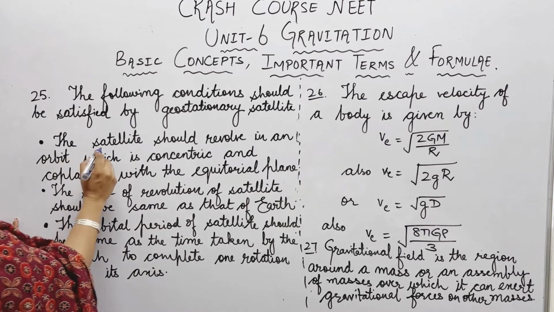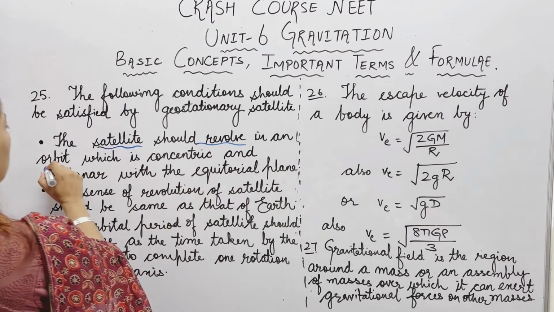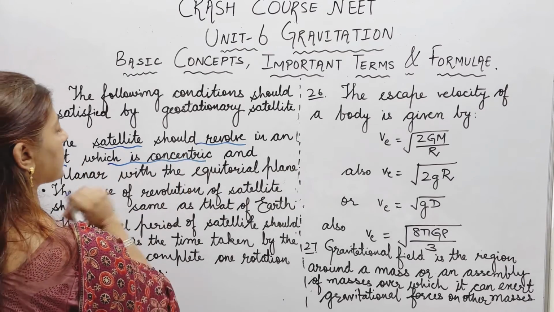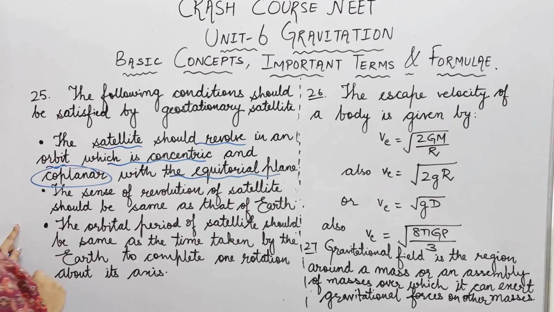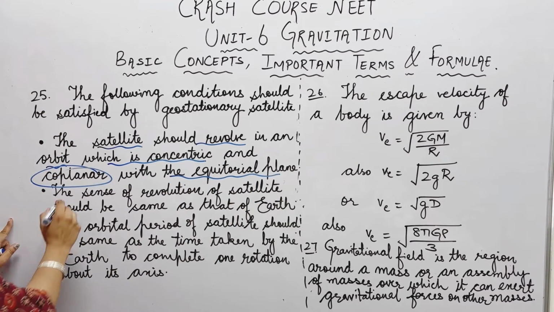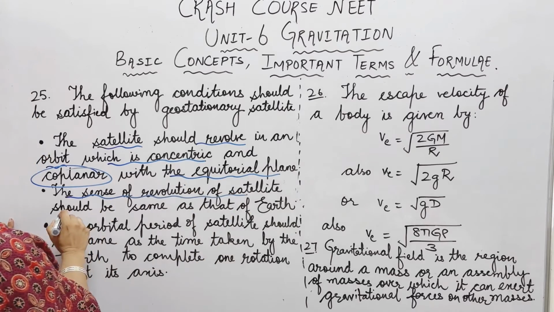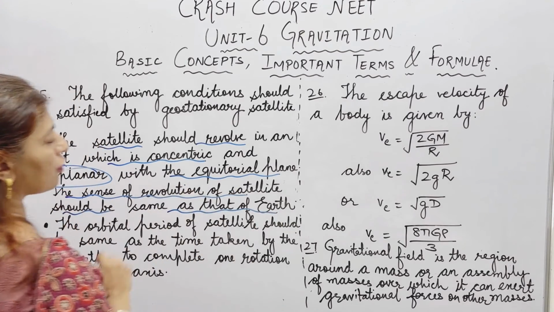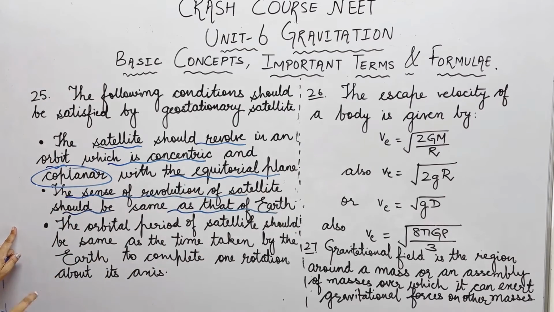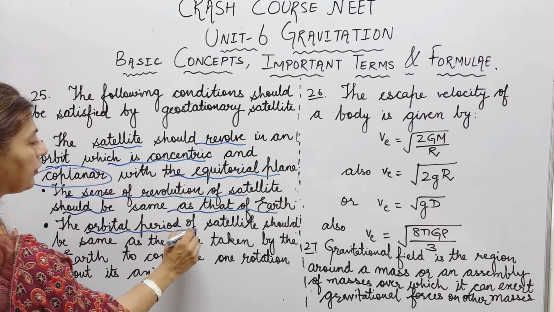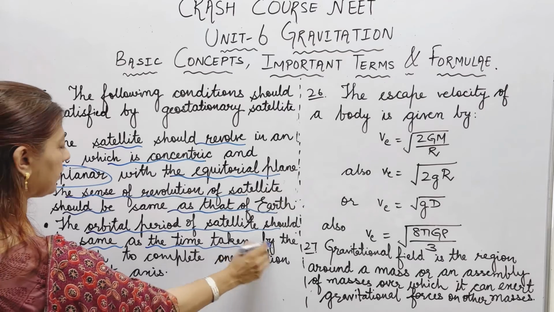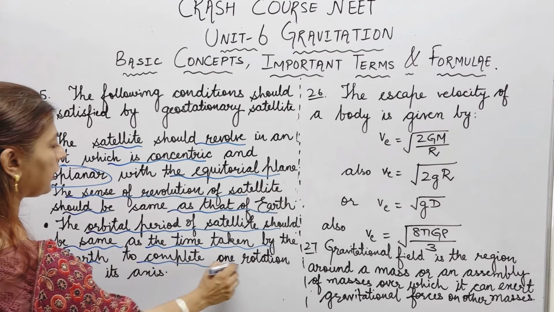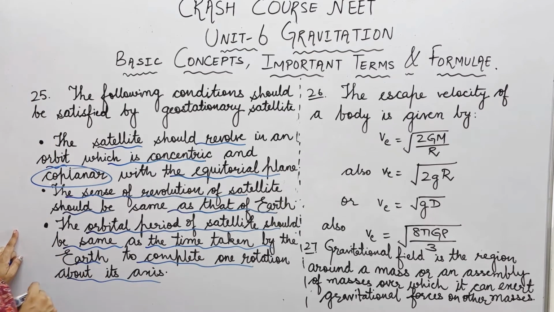The next condition is the satellite should revolve in an orbit which is concentric and coplanar with the equatorial plane. Next is the sense of the revolution of satellite should be same as that of Earth. The next important thing is the orbital period of satellite should be same as the time taken by the Earth to complete one rotation about its axis, that is 24 hours.